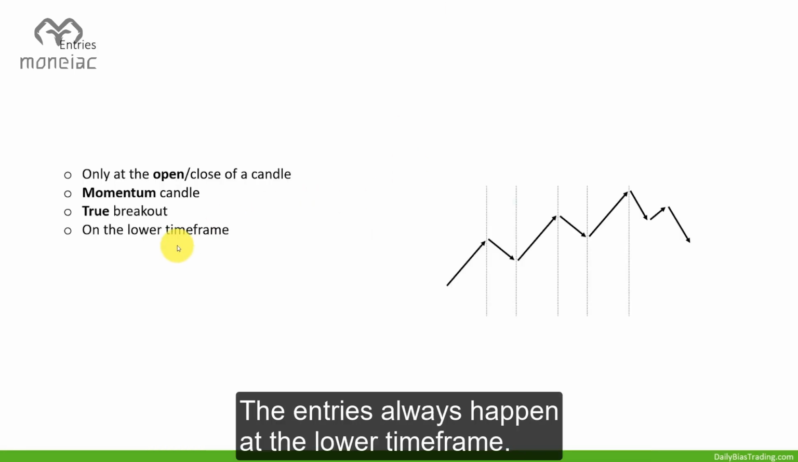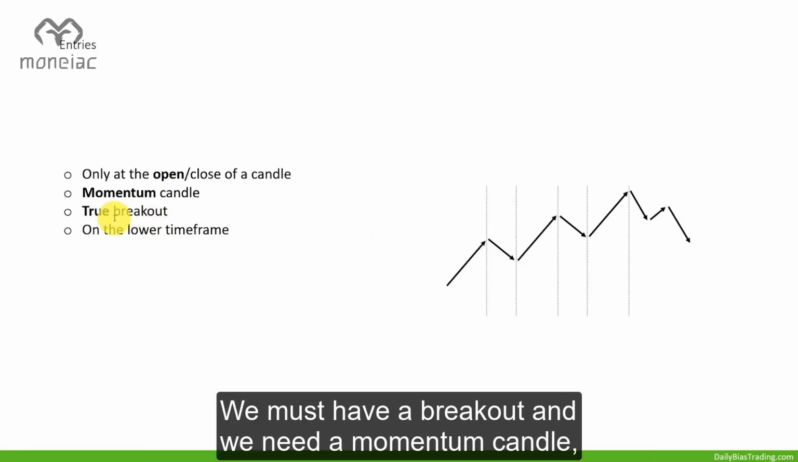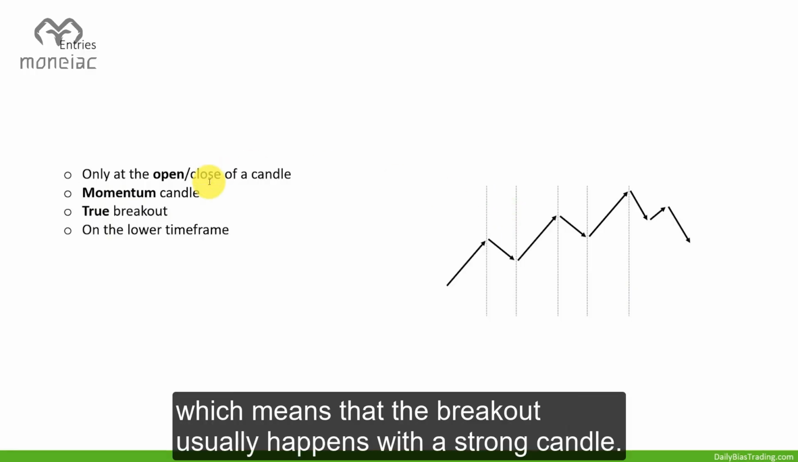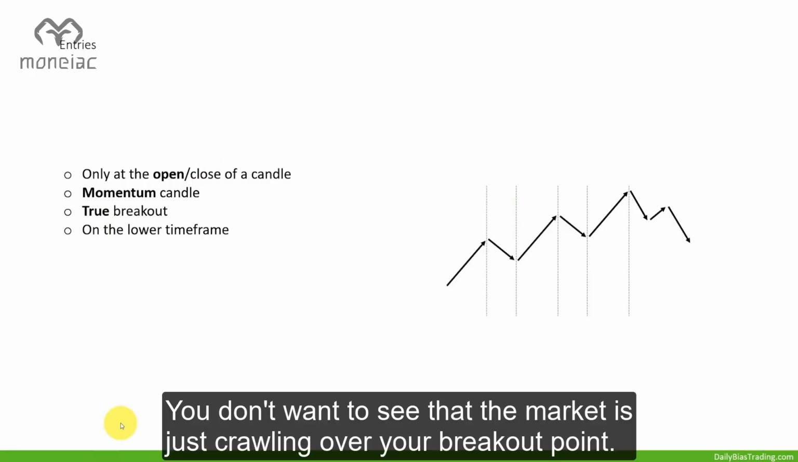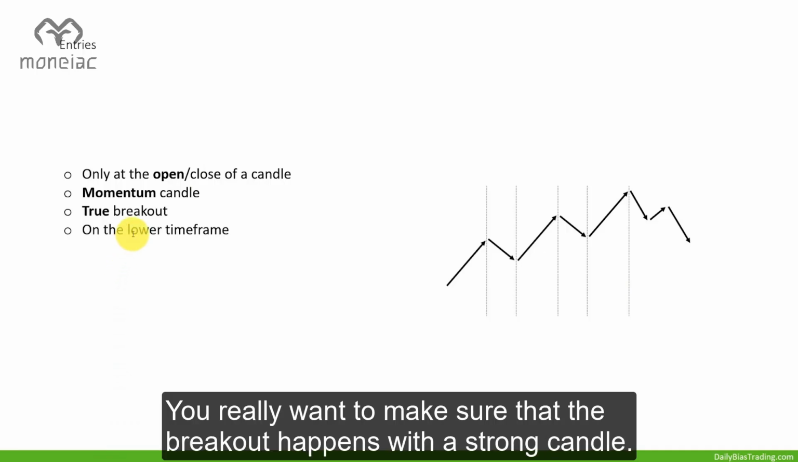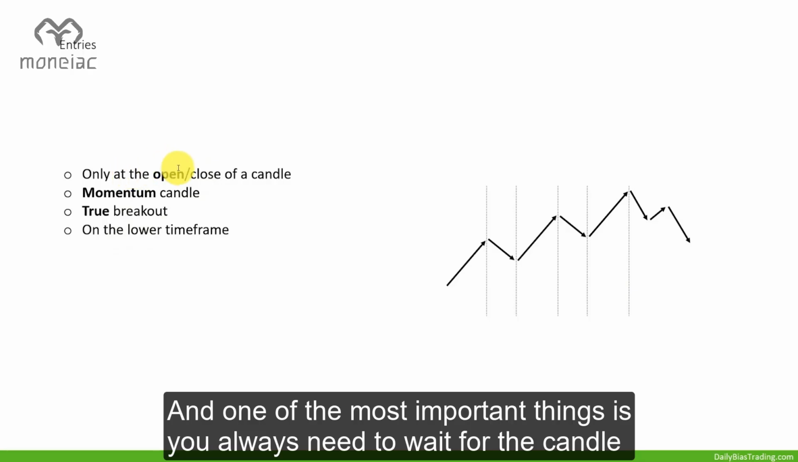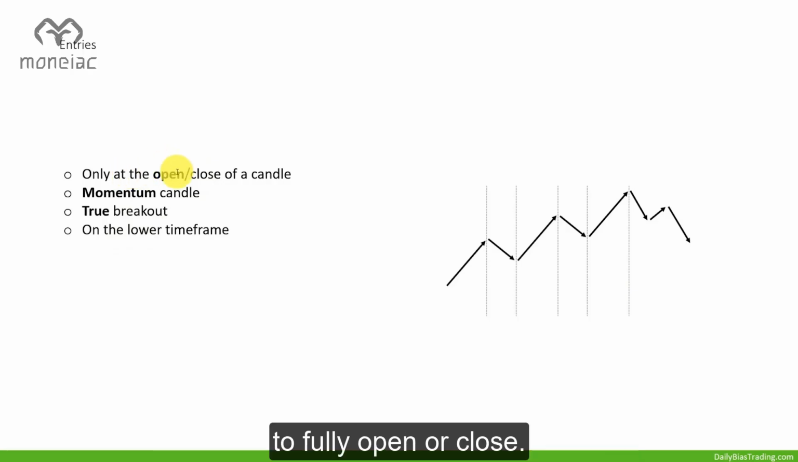The entries always happen at the lower time frame. We must have a breakout and we need a momentum candle, which means that the breakout usually happens with a strong candle. You don't want to see the market just crawling over your breakout point. You really want to make sure that the breakout happens with a strong candle.